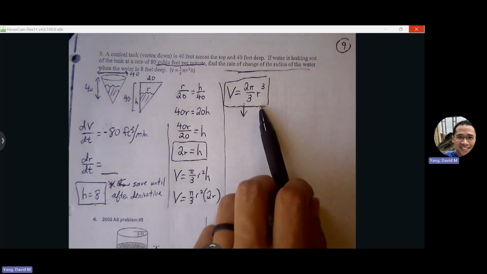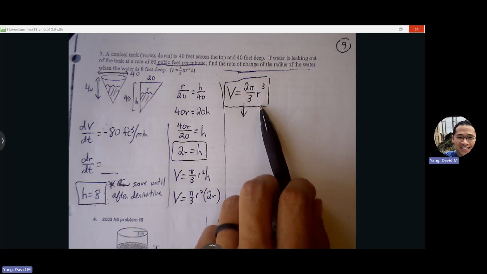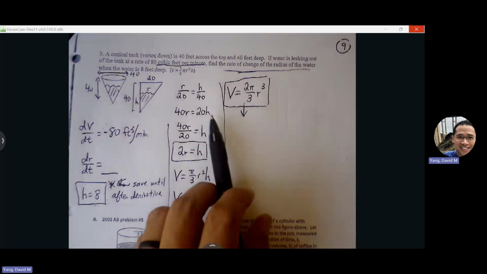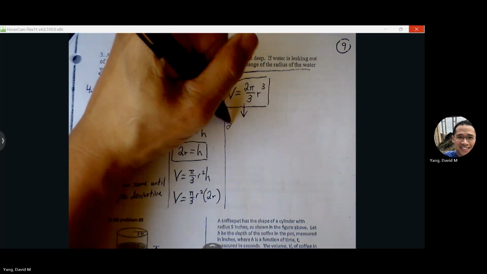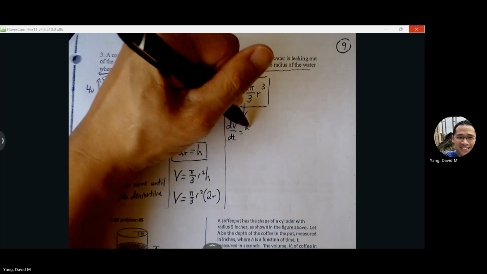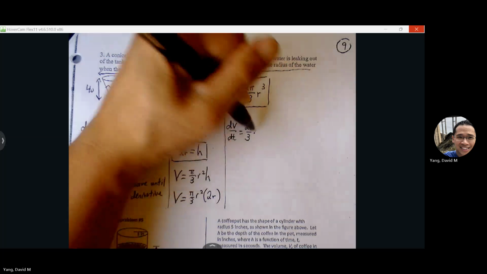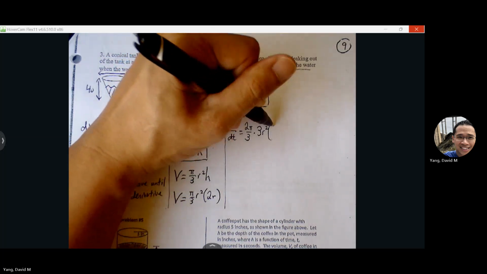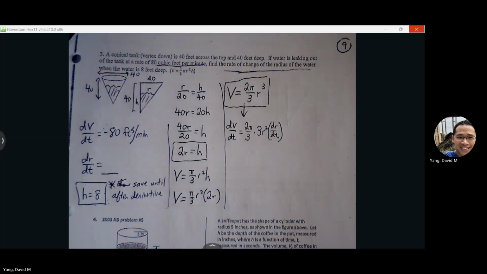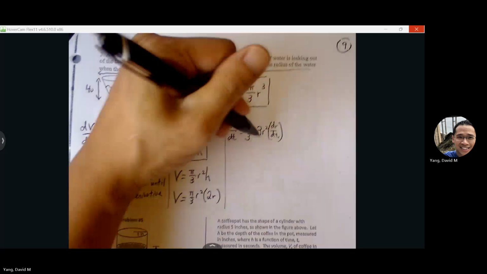So after you clean up, this is where we need to be before we start to apply our derivative step. Okay, from here, derivative. Two pi over 3 stays. R cubed becomes 3R squared, dr dt. Do some cleanup.